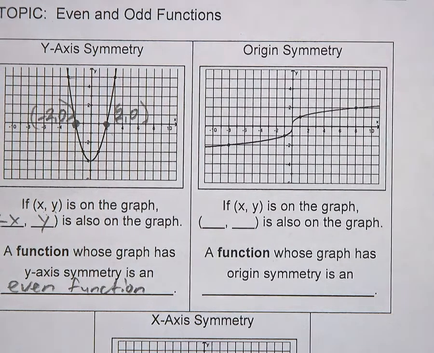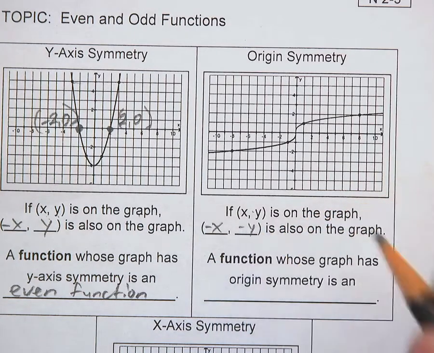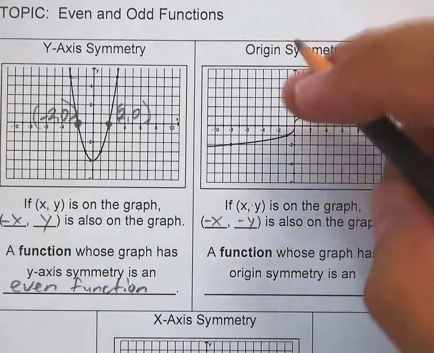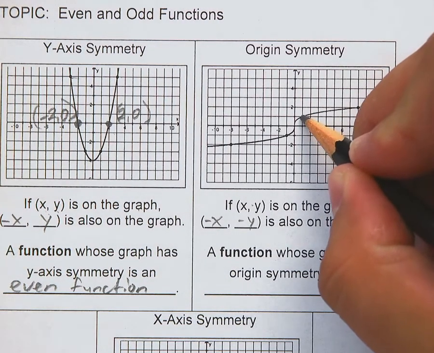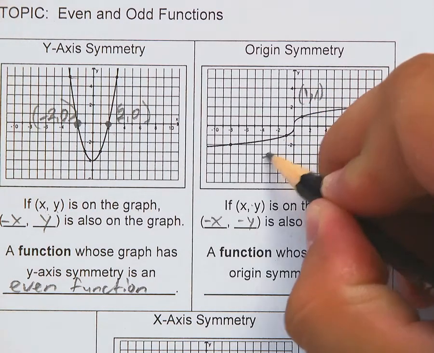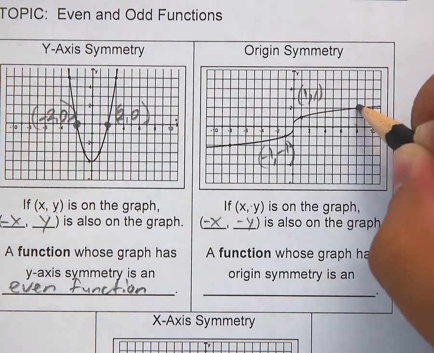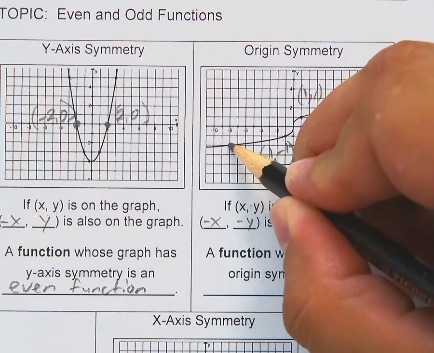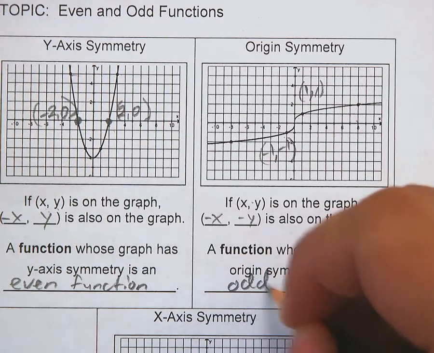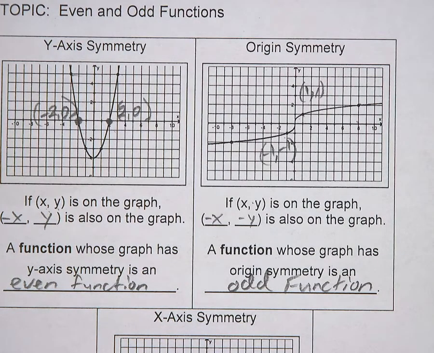Then you've got your origin symmetry. You know that if x, y is on the graph, then negative x and negative y have got to be on there, right? So for example here, 1 comma 1 is on here, so you know that negative 1 comma negative 1 is on here. 8 comma 2 is on here, so negative 8, negative 2 is on here, right? And a function whose graph has an origin symmetry is known as an odd function, right?